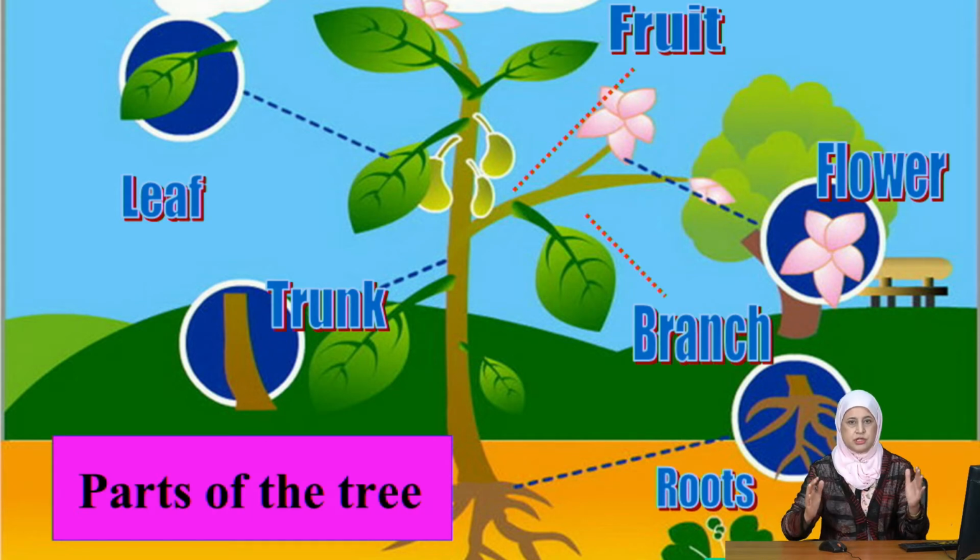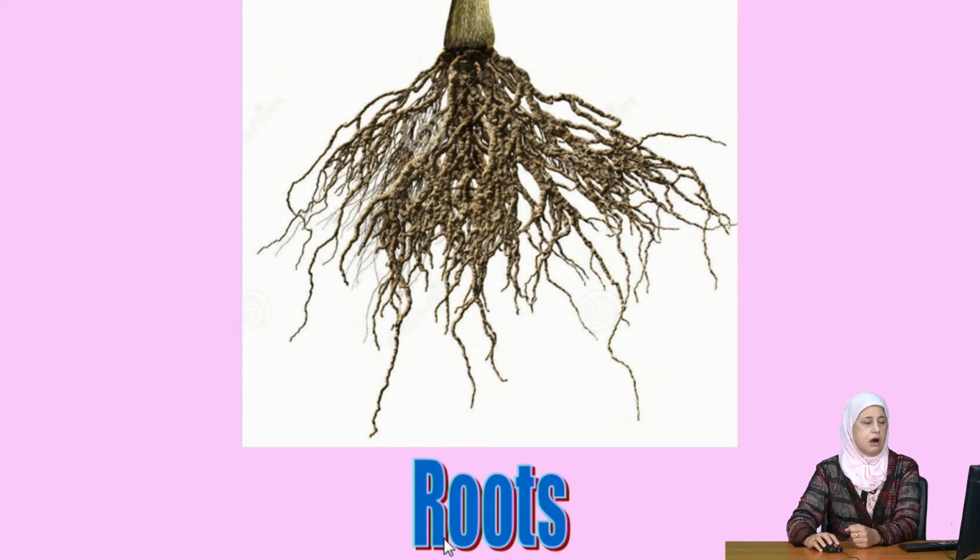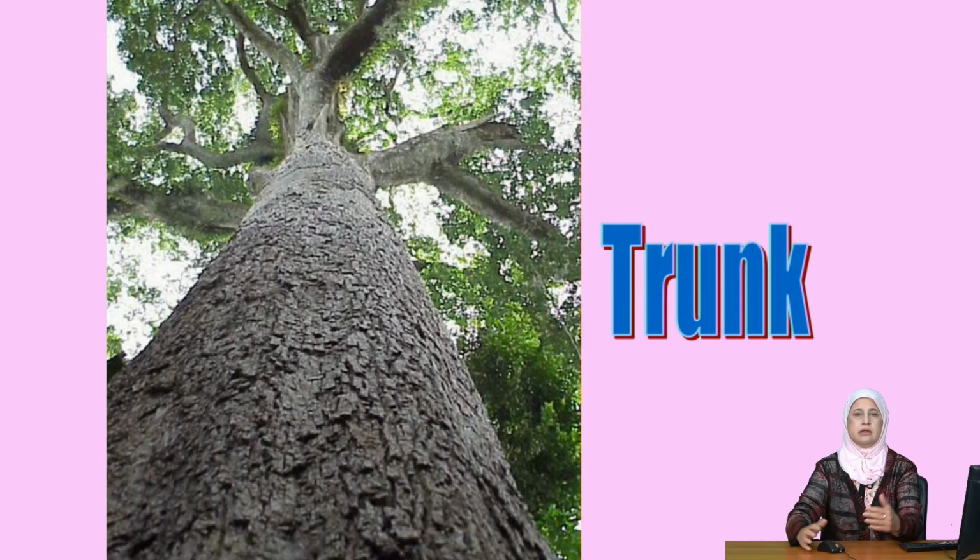I showed them on one tree. Now Teacher PP is going to separate them. I will teach you each part separately. So here we go. Roots. R O O T S. Can you see? I told you this is like a bunch of small threads. It is inside the ground. Roots. The next one, trunk. Trunk is the big one, T R U N K.